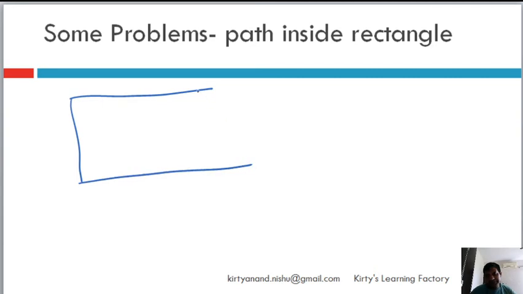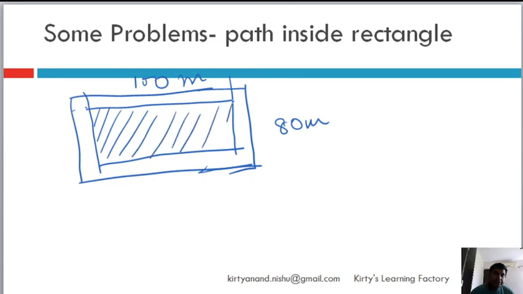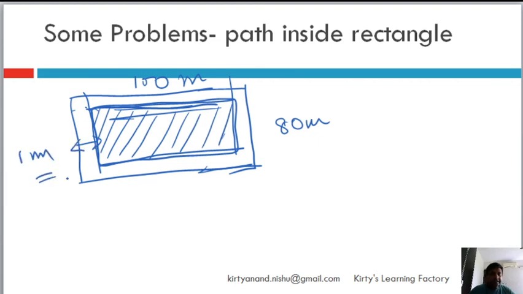See, sometimes what will happen is that they will ask you questions like, there is a rectangle of length 100 meters, breadth 80 meters. We are making a footpath inside the garden, something like that, of width 1 meter. Internally in this area we are going to put a garden. So find the area of the garden, or find the perimeter of this internal garden. Because this is the footpath, and the width of the footpath all over is 1 meter.